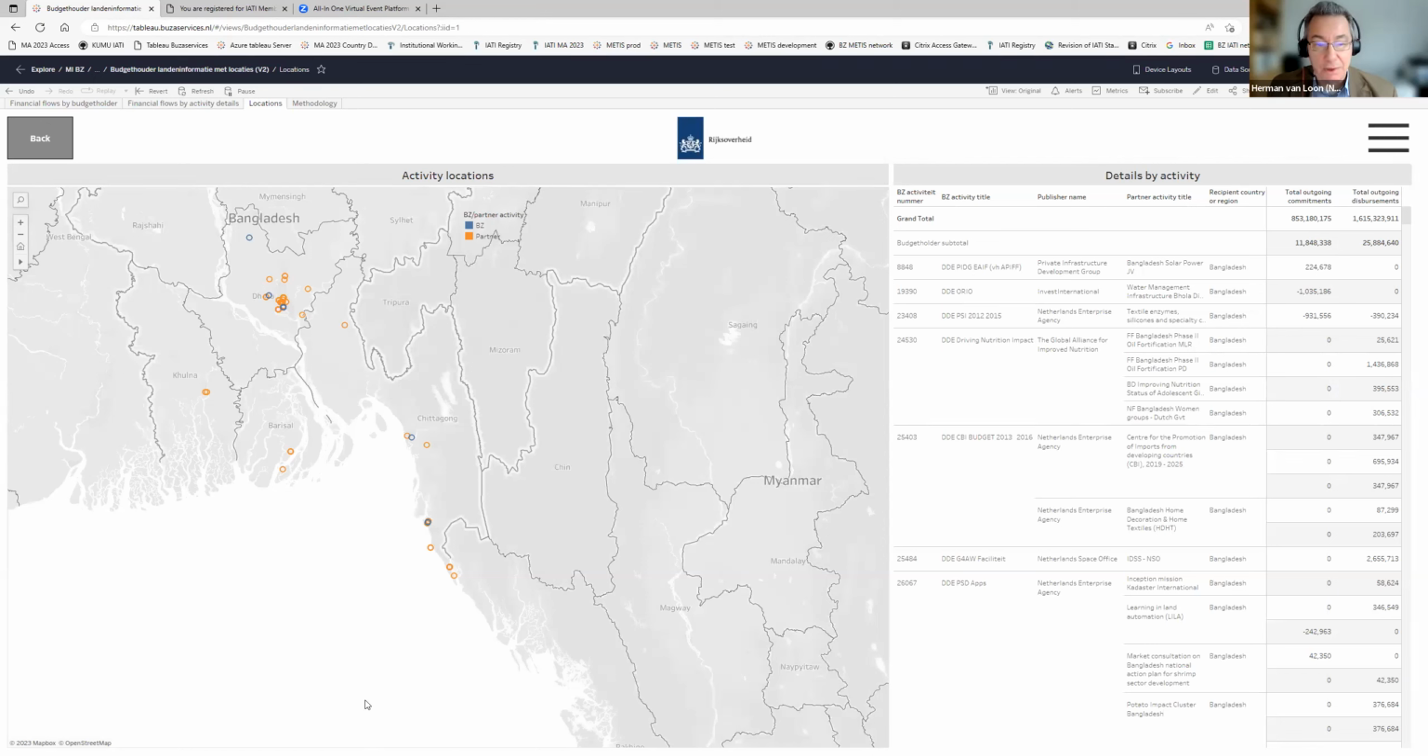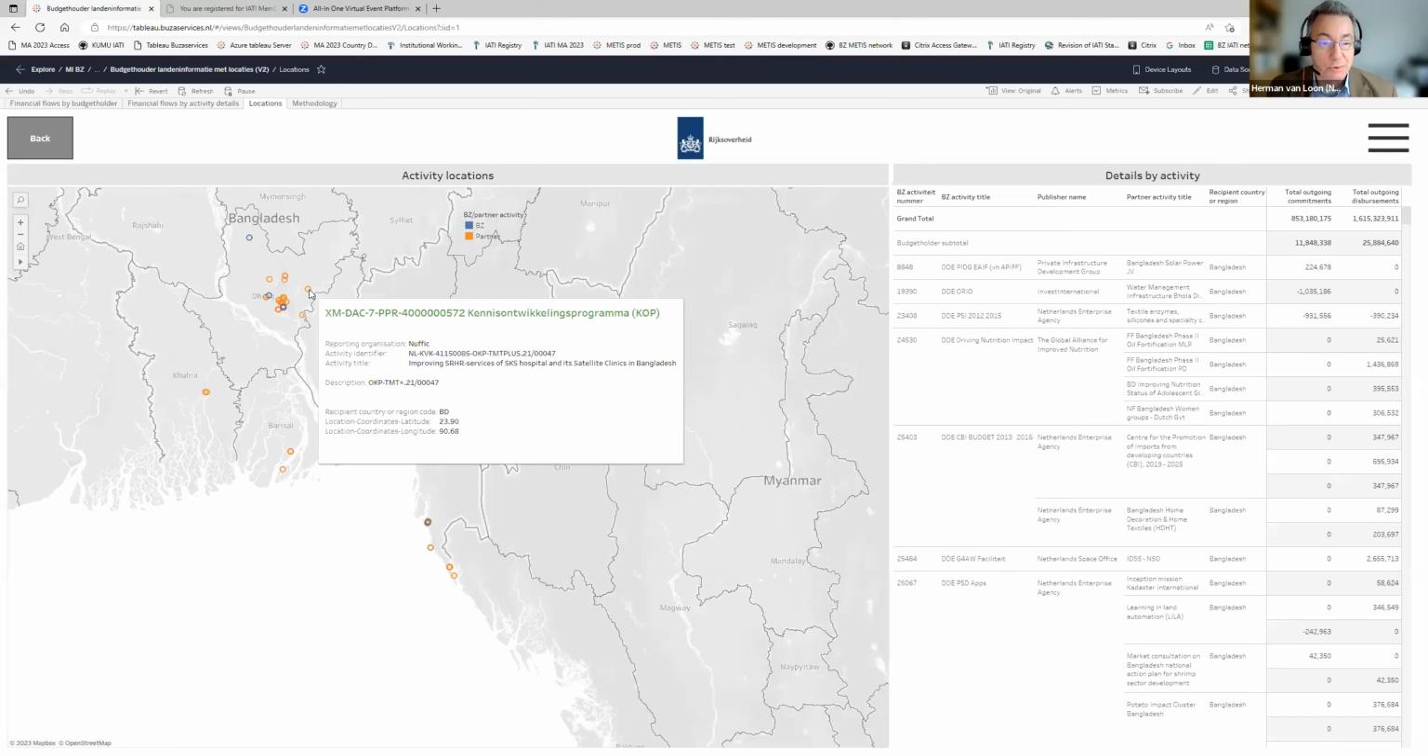You can also show the location information. And the interesting thing about this is that we as a ministry publish location information. These are the blue circles. But you see our partners are publishing far more location information. And that, of course, is to be expected because our partners are usually working far nearer to the field than we are, because we are doing 80% of our funding indirectly.